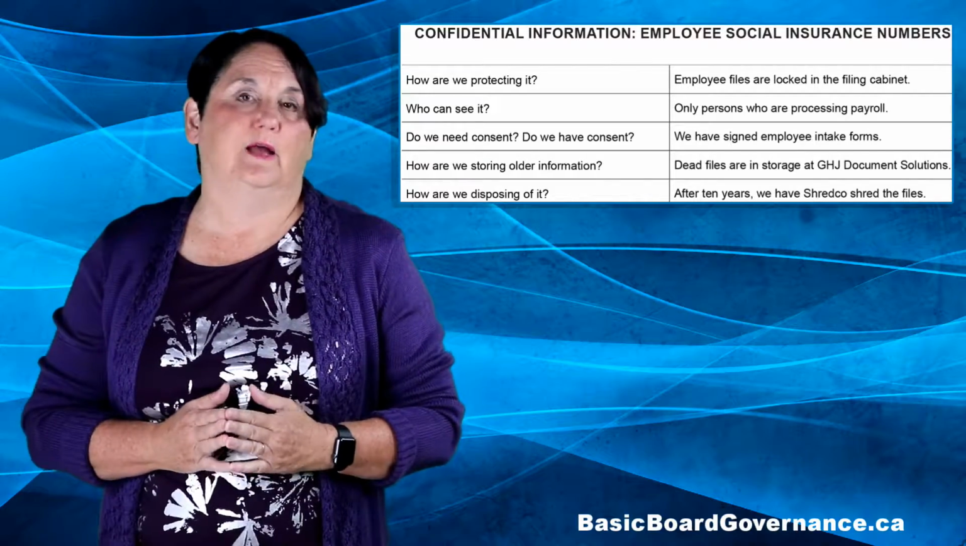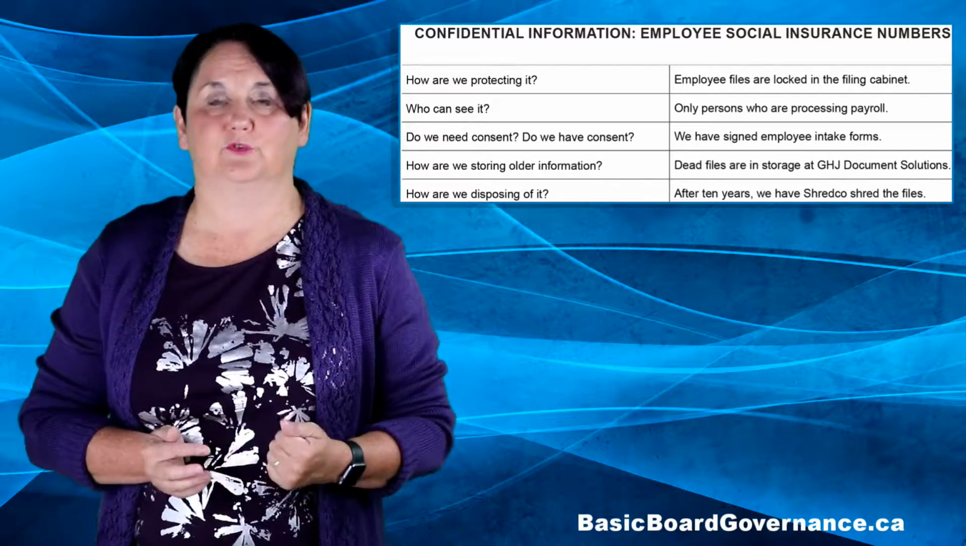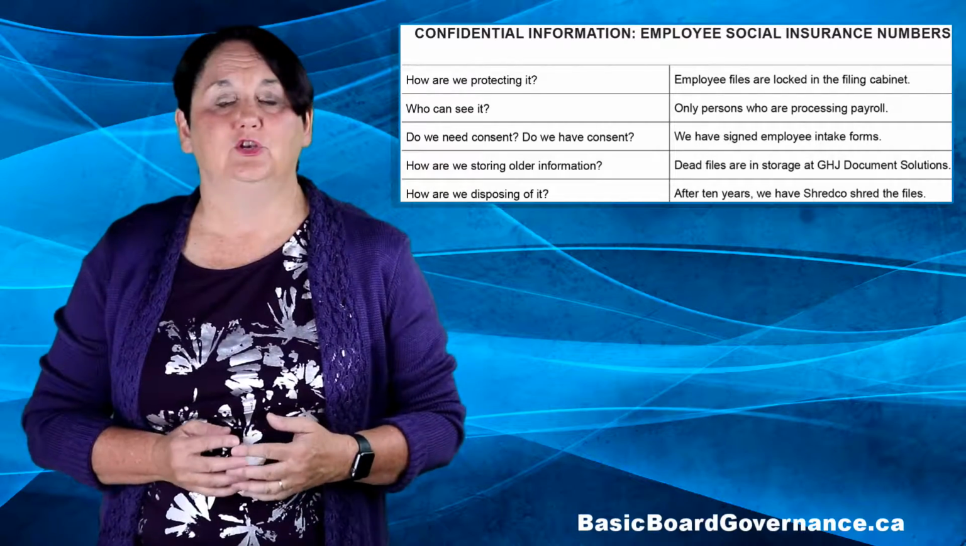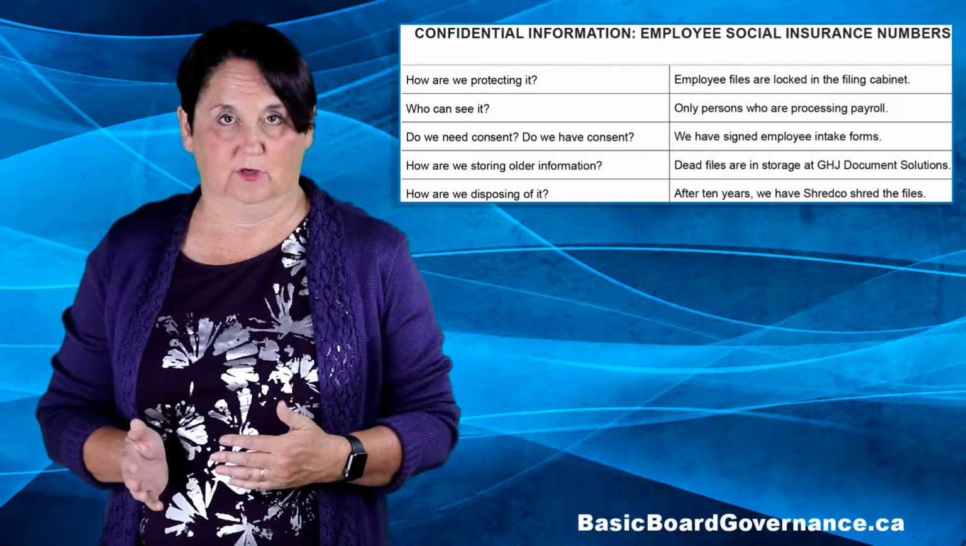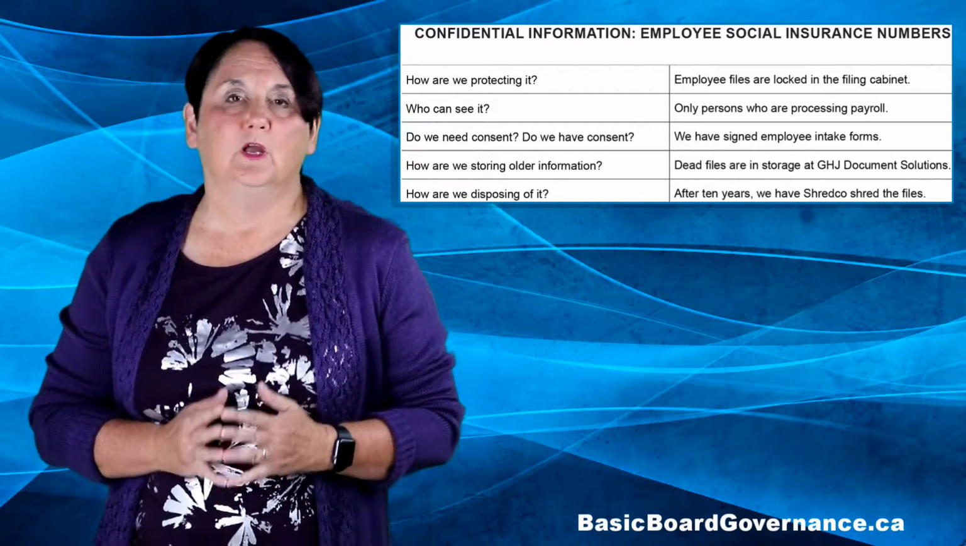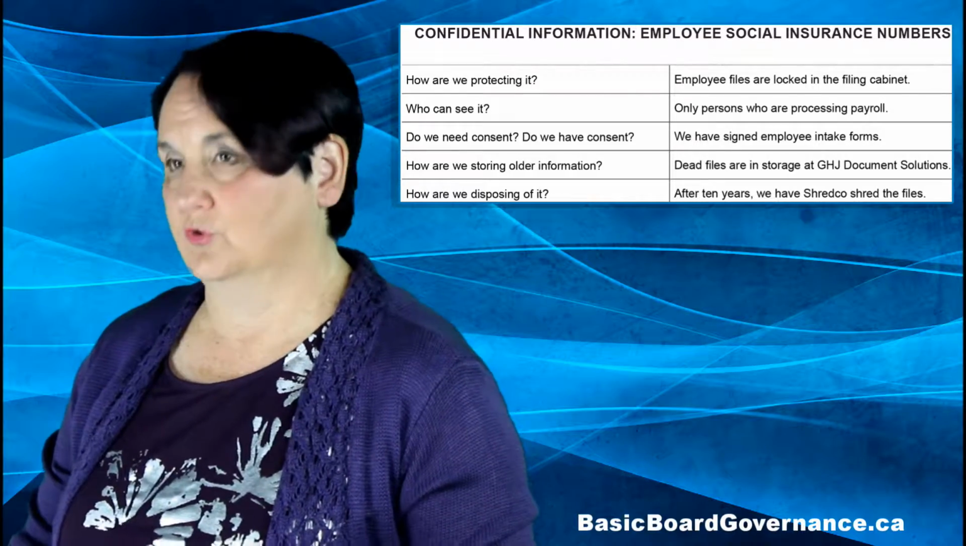You're going to have consent from an employee to have their social insurance number. That should be part of your application form. And you're going to have consent if you share it with anyone, such as if you share it with CRA when you do T4s. The next columns are for storage.